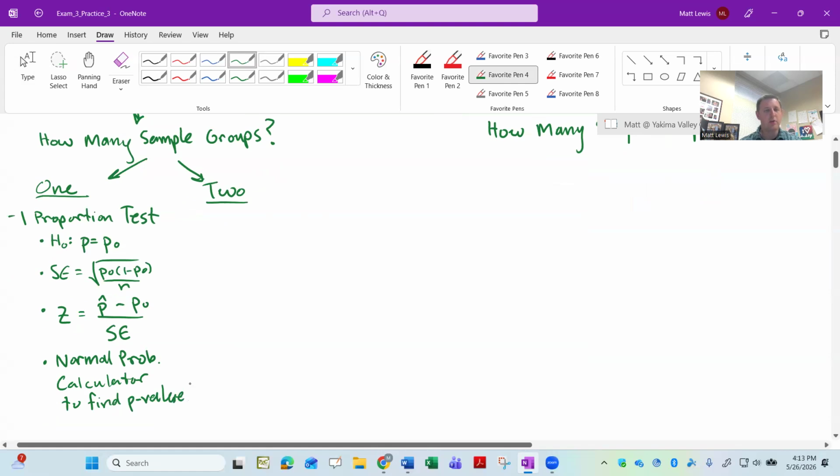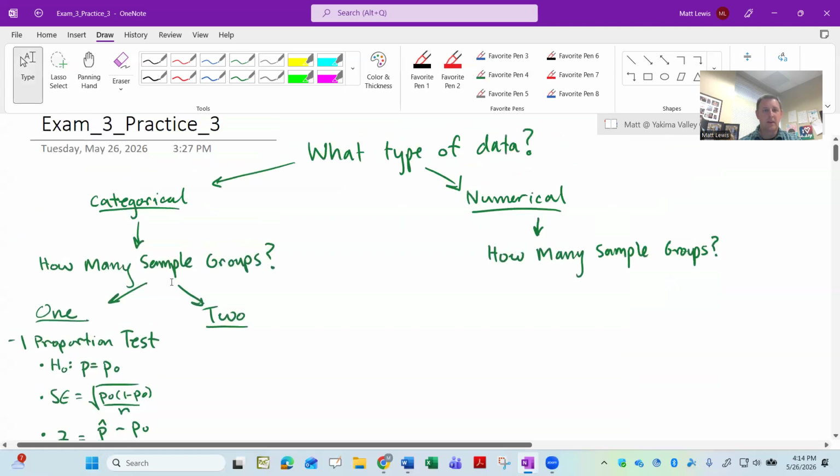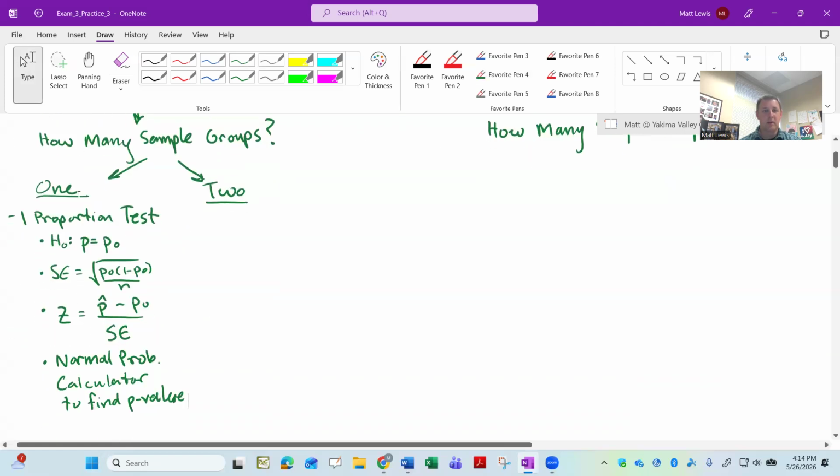So that's what I'm going to want you to do. If you realize it's categorical data, and determine that there is only one sample group, then I want you to do a one proportion hypothesis test with these formulas and your normal probability calculator.